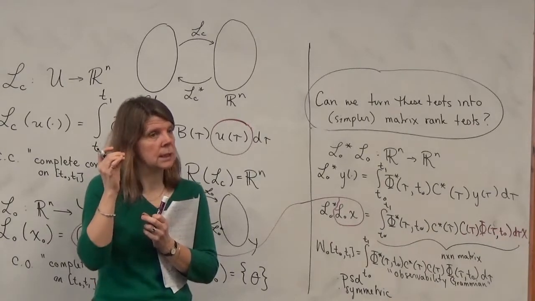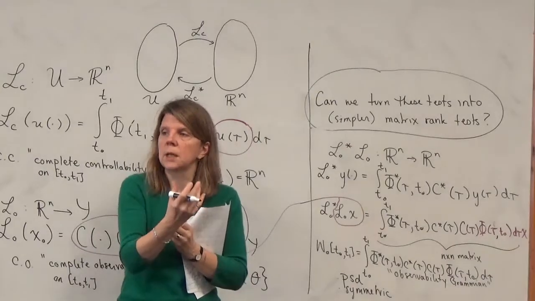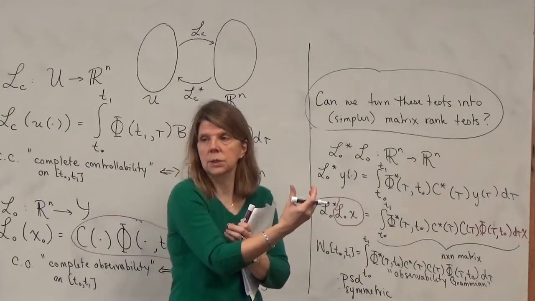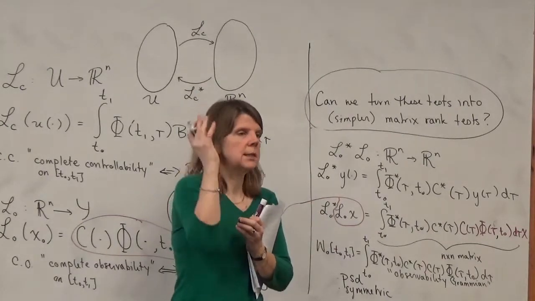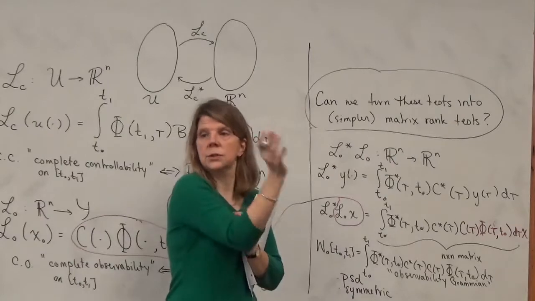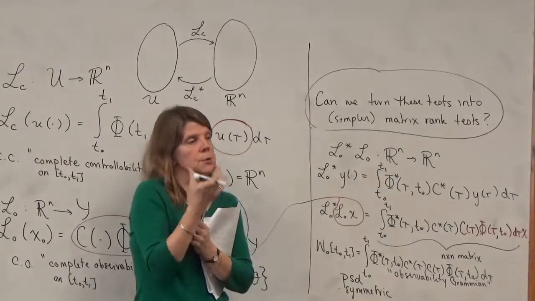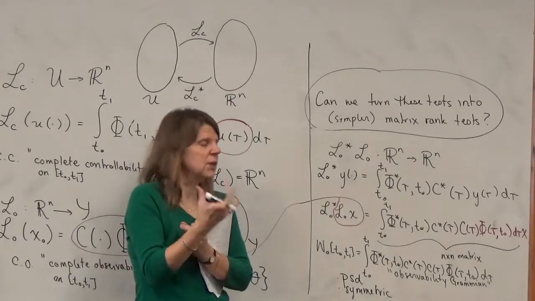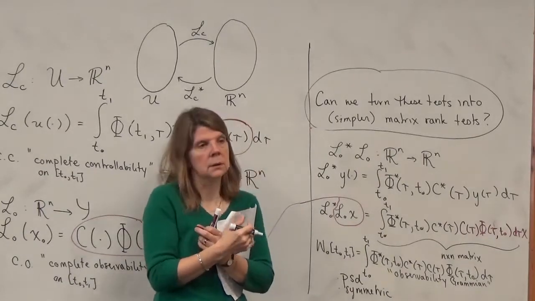What's observability testing? It's testing whether you have enough information about the system from the output, how the output is behaving over time. As soon as you've got enough information, you've identified your initial state, and as you go for further time, you're still going to be observable. So if you're observable over a shorter time interval, you're going to be observable over a longer time interval which contains the one you started with.